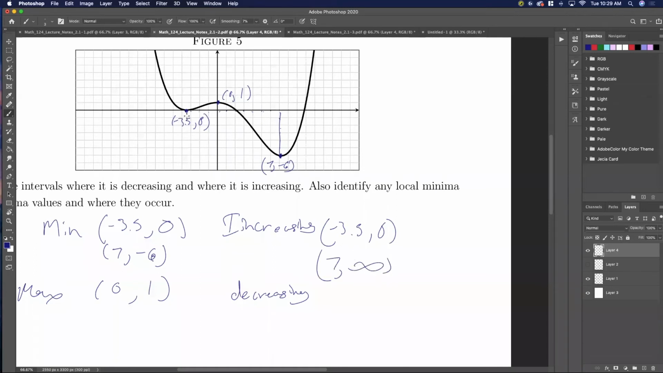All right, so notice between the min and the max, we're going to take the x values, and then the x values from here on to infinity. And then decreasing would be the same thing, just backwards. So it'll be minus infinity to negative 3.5, and then from 0, because from a max to a min will be decreasing, from 0 to 7.